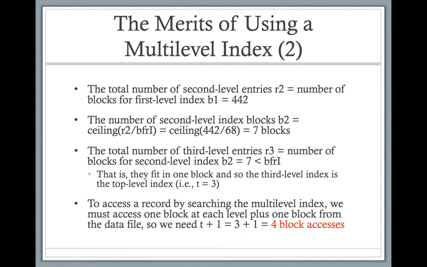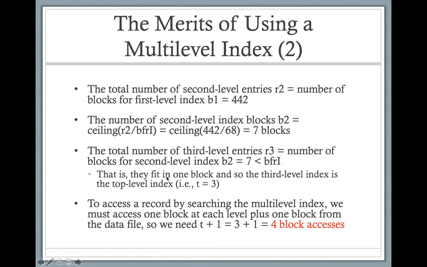So how many levels in total would I have? I would have 3 levels: 1 for the first level index, 1 for the second level, and 1 for the third level. So I have a multi-level index with 3 levels. How many blocks would I have to read to reach any record in the table? For any select statement that I type, how many blocks would I have to read? Exactly 4.